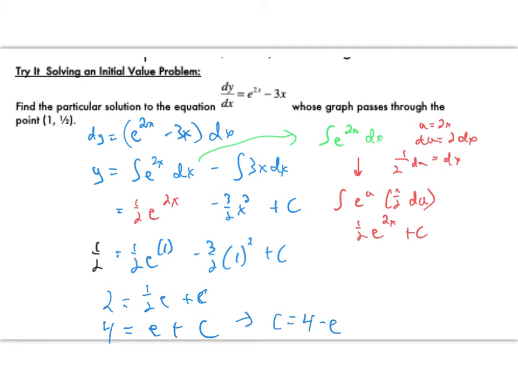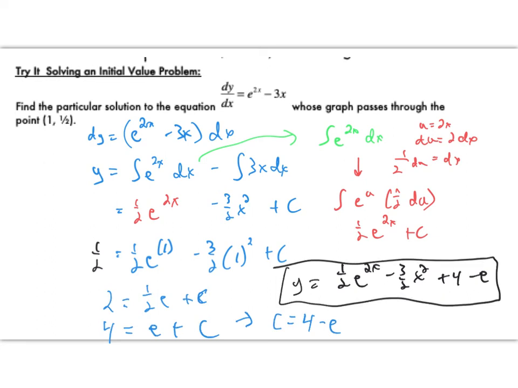And that's going to mean that my final answer here is going to be, whoopsies, let's make sure we get it right here. It's going to be 1/2 e to the 2x minus 3/2 x squared plus 4 minus e. And that is going to be your original problem right there, the initial value.